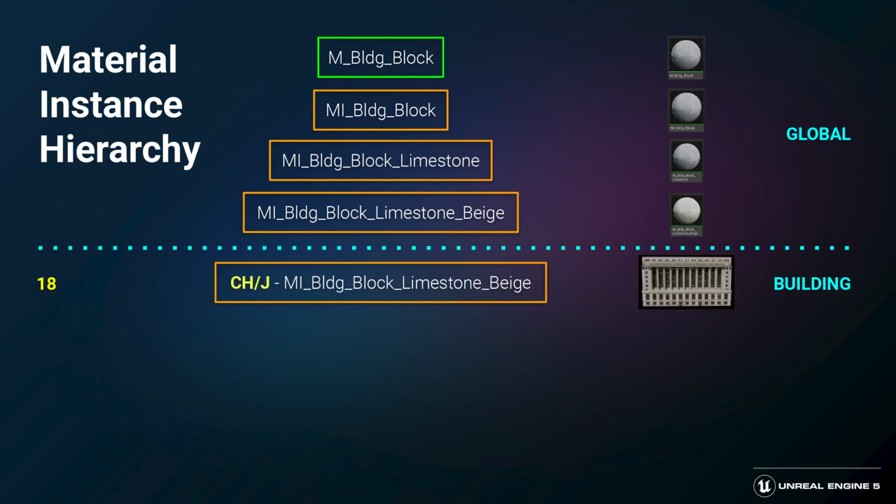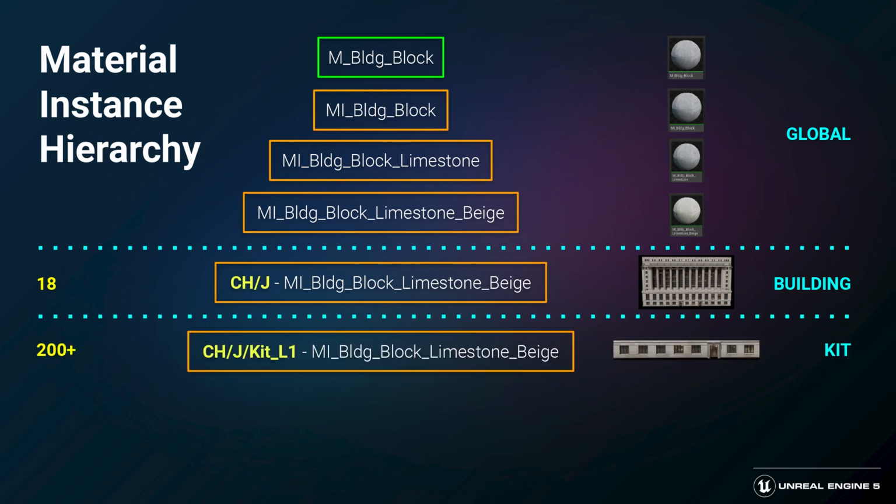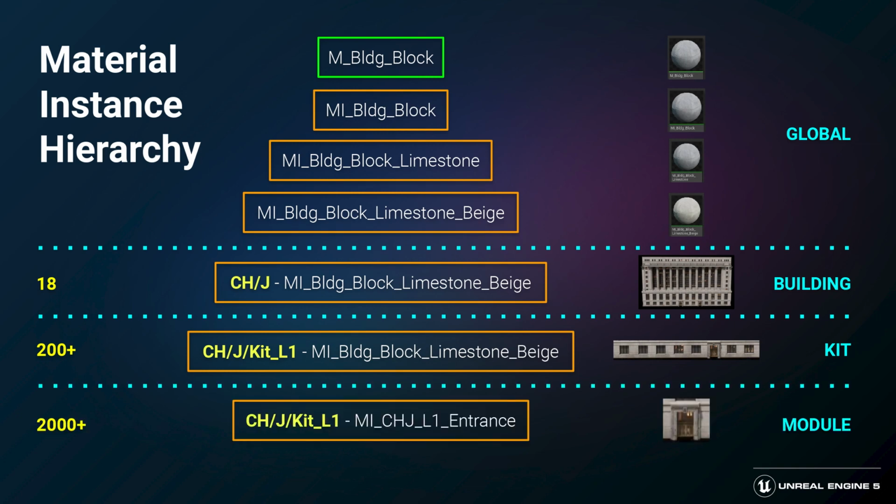We then add an instance at the building level. If we wanted to change the color specifically of CHJ, we would address that here. There are 18 of these, one for each building. We then add an instance at the kit level, which allows us to make changes per floor of buildings. Finally, we have an instance for every module in which we set the specific environment packed texture that we need to use for that module. There are over 2,000 of these, one for every building module.